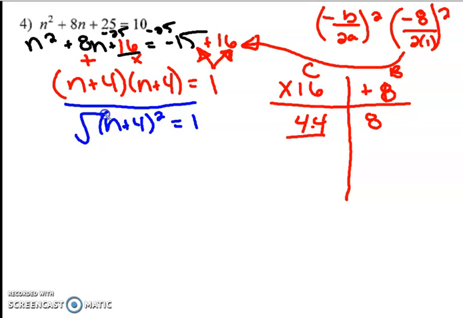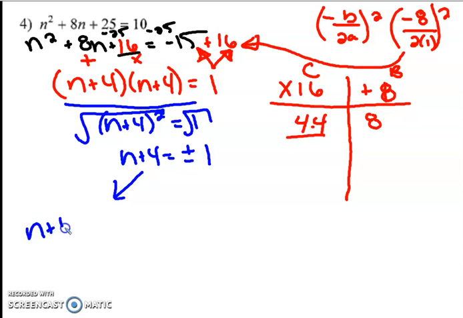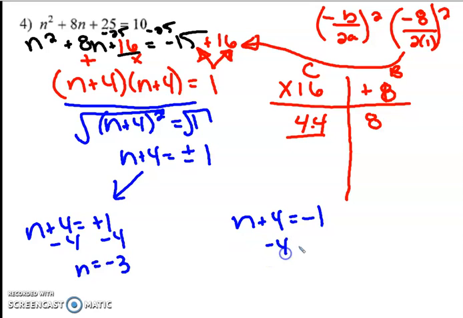I can get rid of it by square rooting both sides. So I have n plus 4 equals plus or minus 1. Rewrite as two equations. N plus 4 equals plus 1. N plus 4 equals minus 1. Subtract 4 from both sides. N equals negative 3. And n equals negative 5.